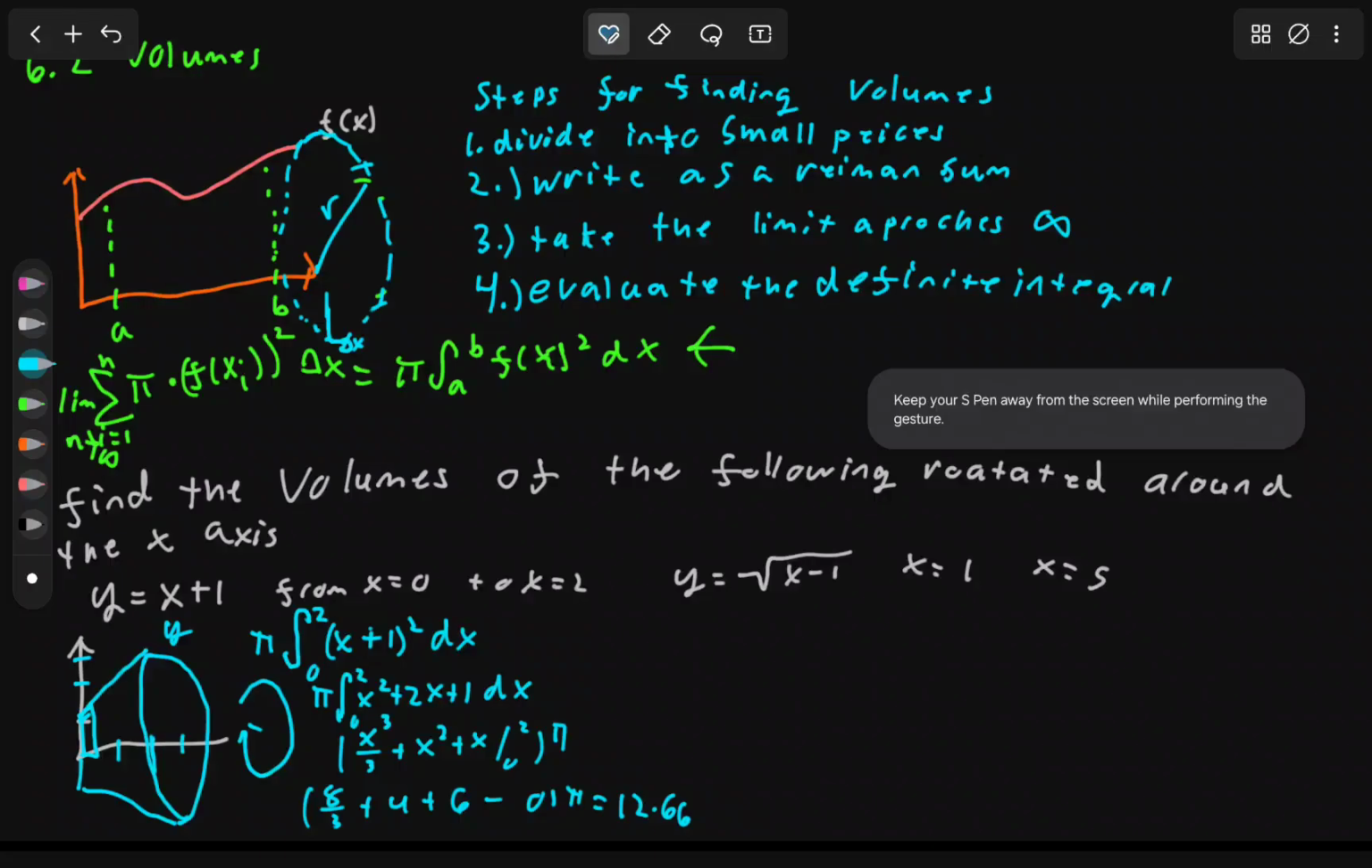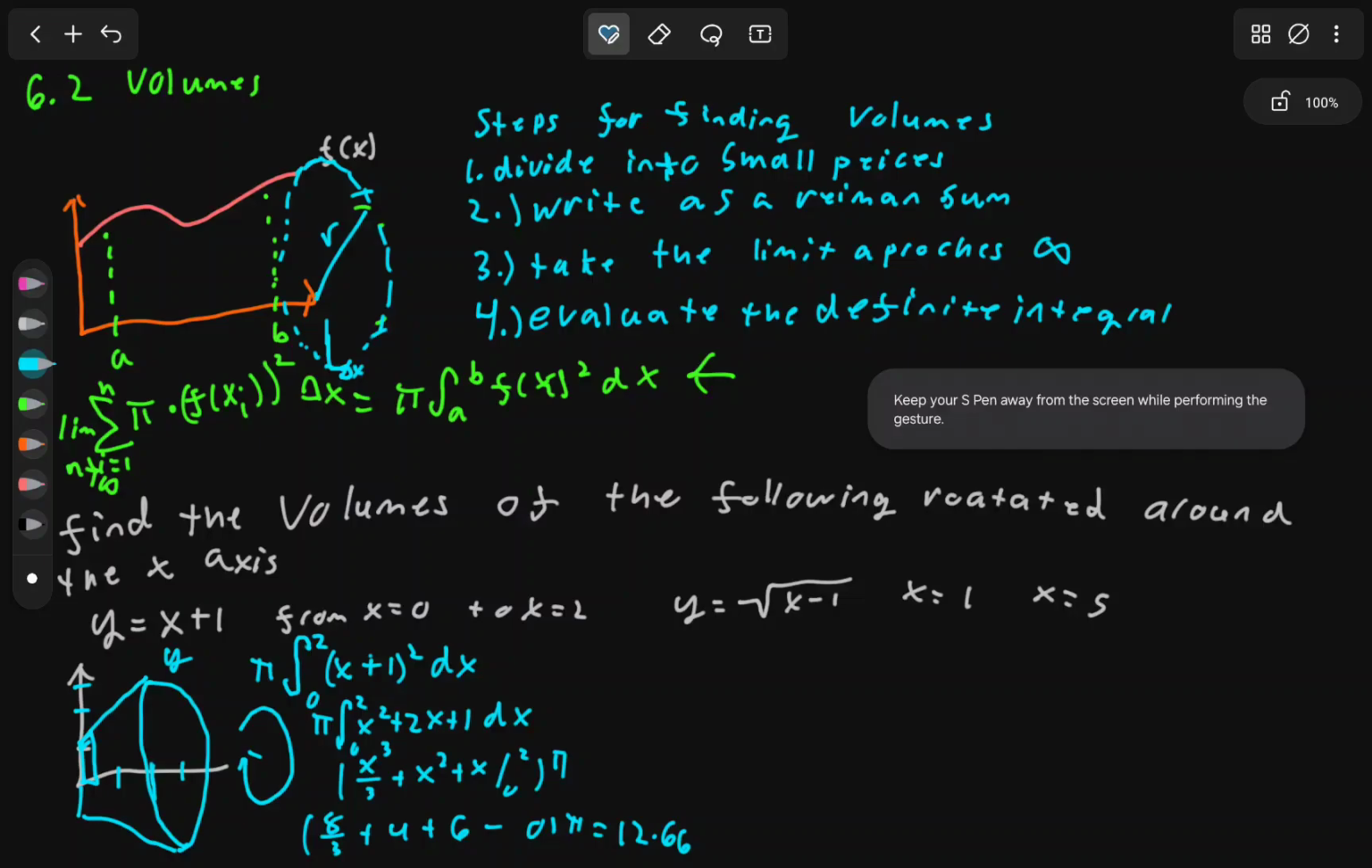I don't have a unit for volume, but that does kind of sound right, doesn't it? Forgot to multiply it by pi. So 12.66 pi, and that would be the volume for the shape.